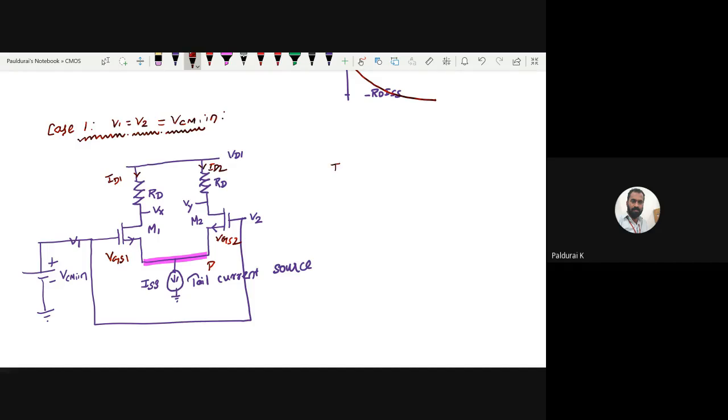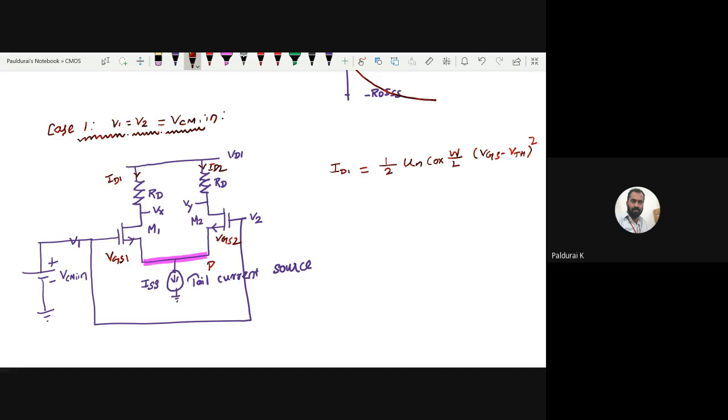So what is the current equation ID1? Anyone? What is the current equation in saturation region? Sir, ID is given by half mu n Cox W over L times the overdrive voltage, VGS minus VTH, the whole square, right? Okay. So no doubts. And because both are biased in saturation region, that's what I have taken this equation, right? Similarly, ID2 also is the same, right?